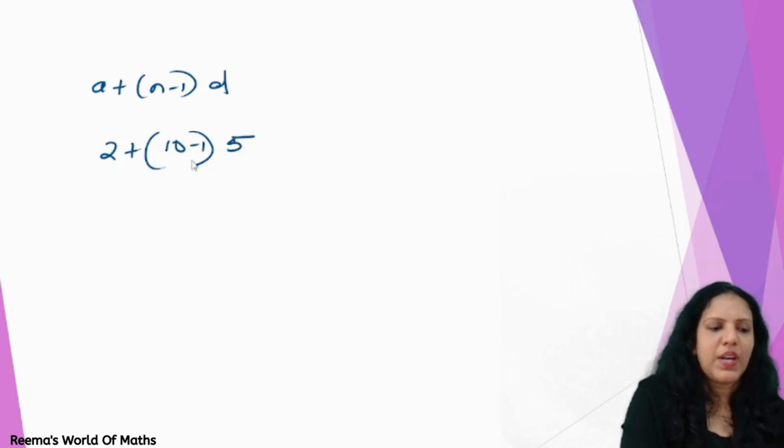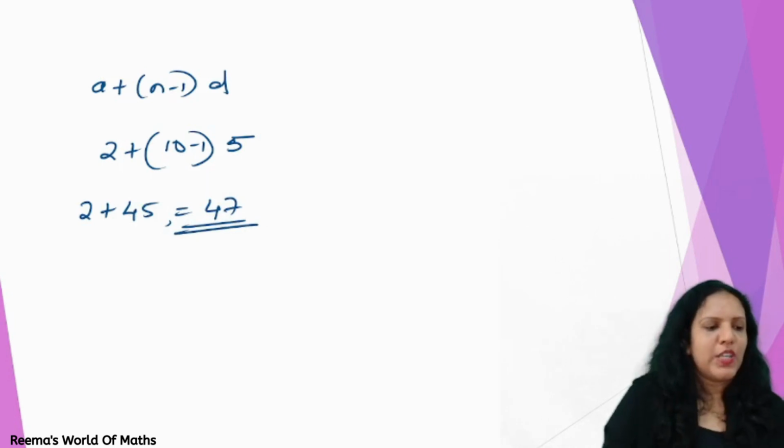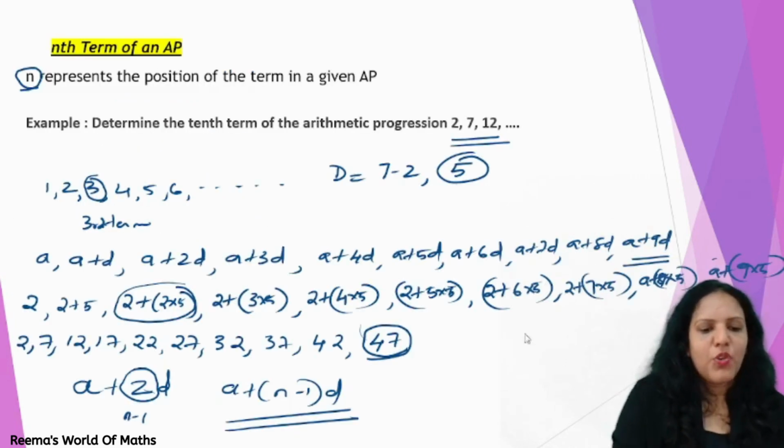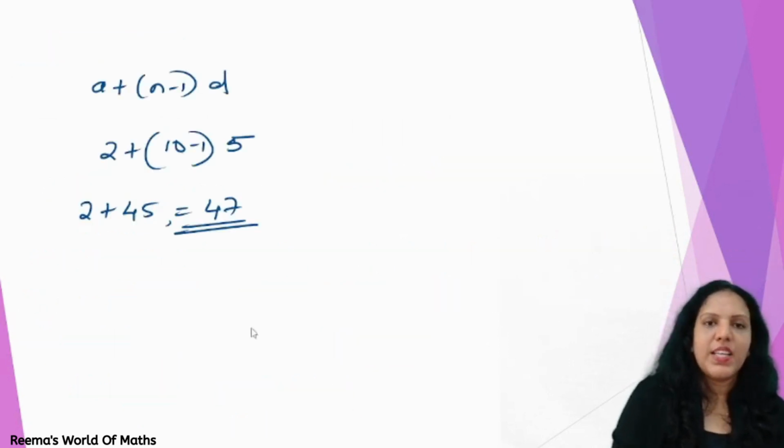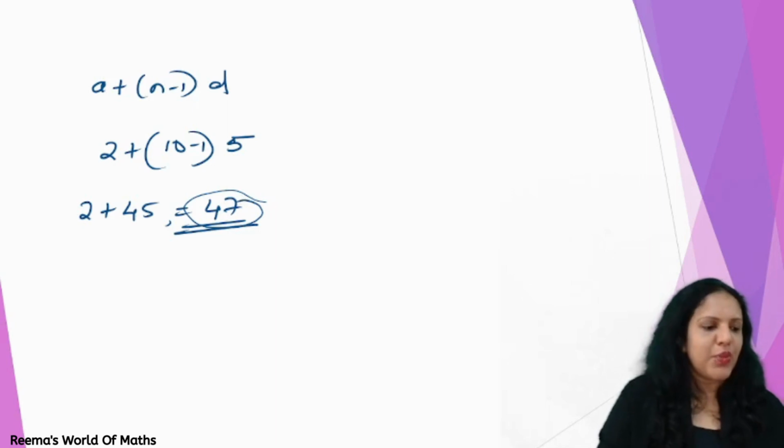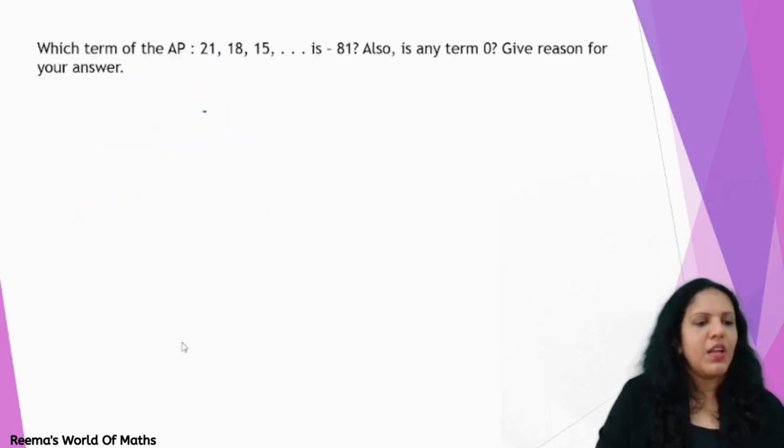The common difference here is 5. So 2 plus 10 minus 1, which is 9, 9 times 5 will give you 45, and 2 plus 45 equals 47. So here also we find 47 as the nth term. By using the formula, it is very easy to find the nth term, which is 47. Now let's see a few examples of this application.